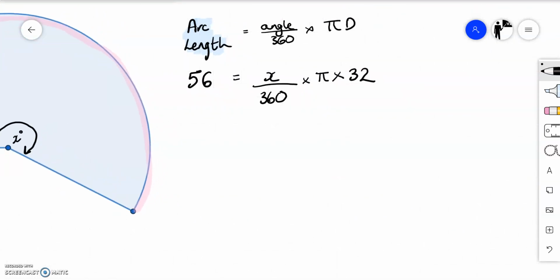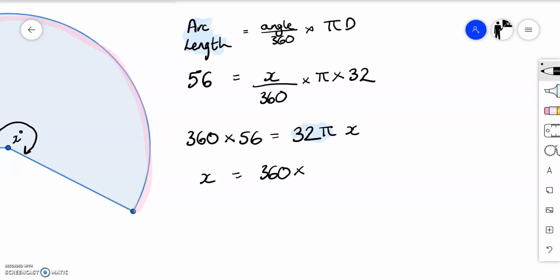So in order to work out x, we're going to need to make x the subject of the formula. So if we multiply both sides by 360 first, we're going to get 360 multiplied by 56 is equal to 32 pi x. The goal is to work out x. At the minute, x is being multiplied by 32 pi. So we can divide through by 32 pi. So 360 multiplied by 56 over 32 pi.